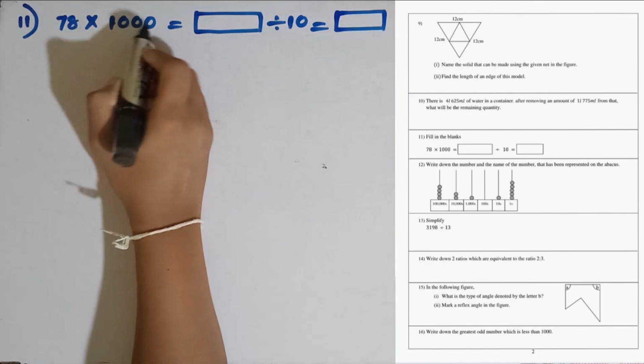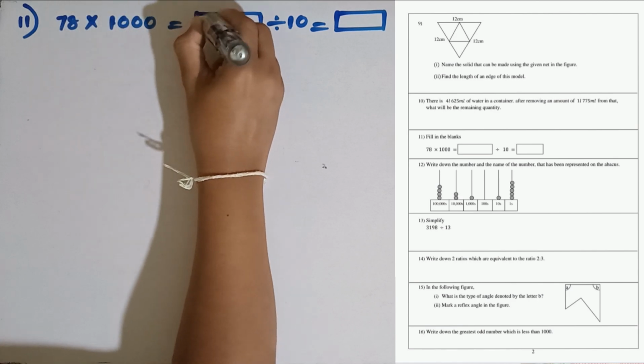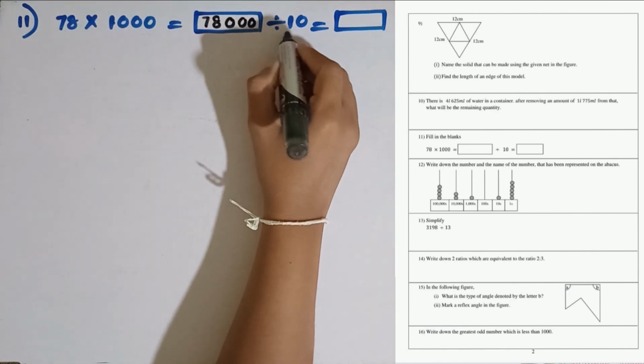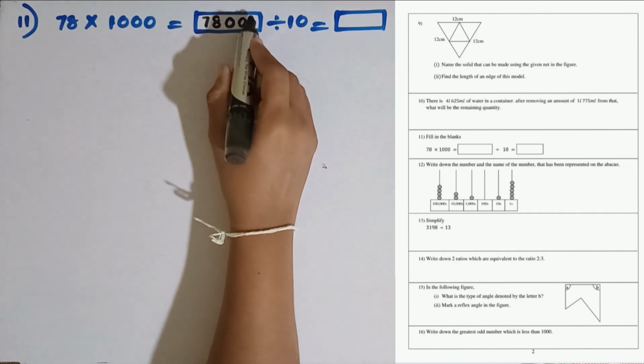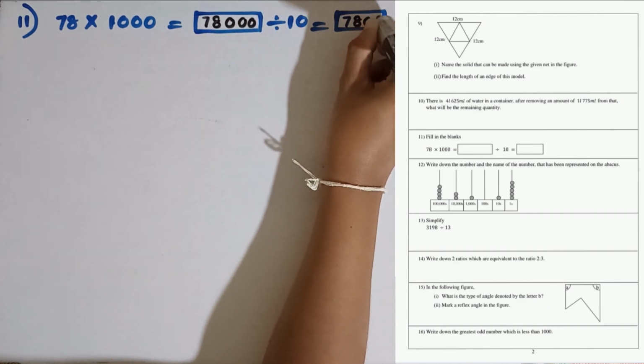78 multiplied by 1000. We can put 3 zeros here. 78,000. Then if it is divided by 10, we can remove 1 zero. Then the answer is 7,800.